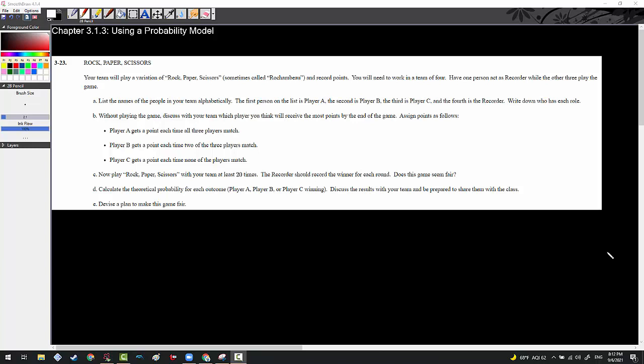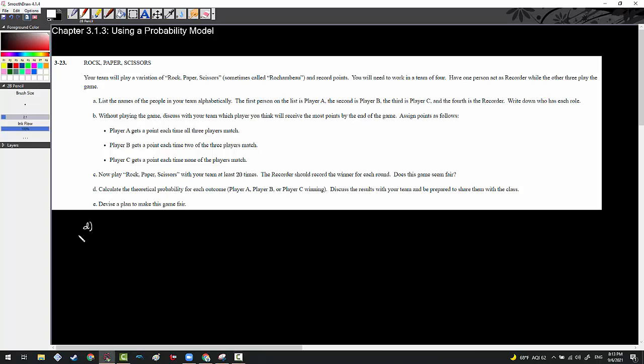Player A will get a point each time all three players match. Player B gets a point when 2 out of the 3 players match, and player C gets a point when none of the players match. And we're supposed to devise a tree model that demonstrates the probability of players A, B, and C getting points. So we're only going to do parts D and E, because that's the part that requires the actual instruction of the material. So let's go and make a tree diagram.